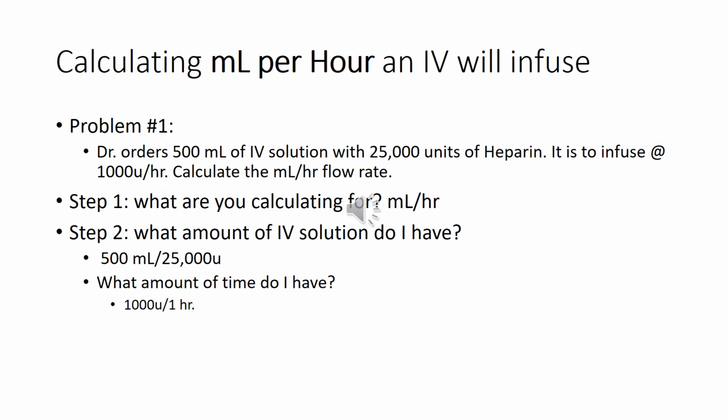So here are some steps to help you walk through the problem. Step 1, you're going to look at this. What are you calculating for? The answer is you're looking at mils per hour. Step 2, what amount of IV solution do you have? You have a 500 mil bag with 25,000 units of heparin. And what amount of time do I have to infuse it in? So 1,000 units per hour. This is a little bit more complicated with all this information, but we'll walk through it, so don't worry.